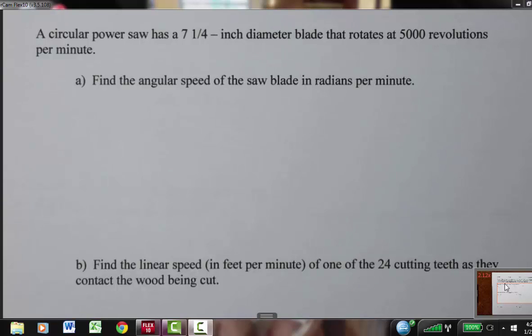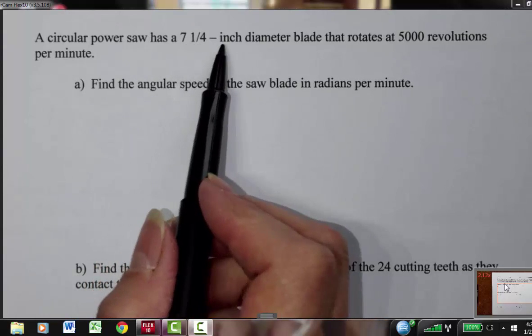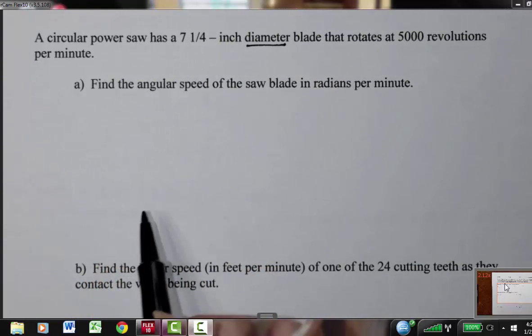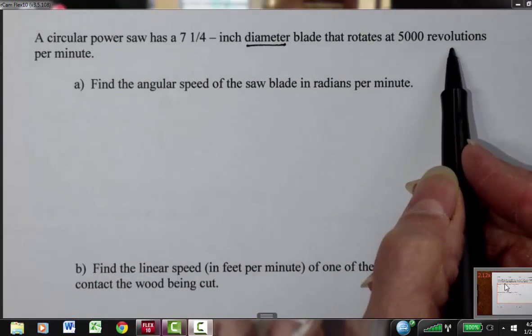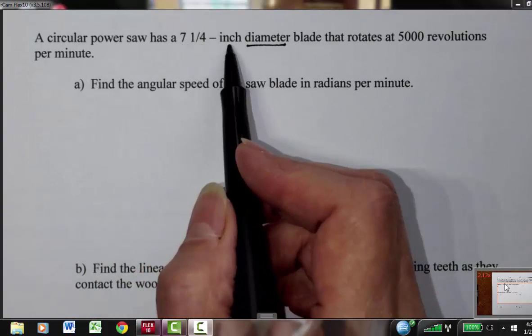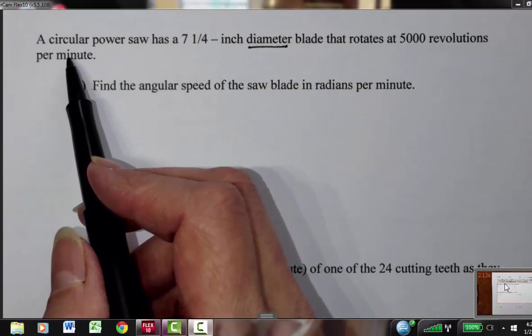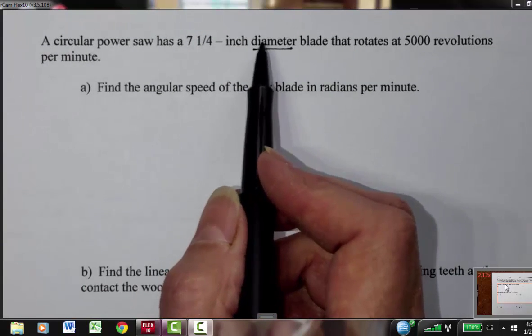This is a circular motion problem. We have a power saw that has a 7¼ inch diameter blade that rotates at 5,000 revolutions per minute. So the first thing I notice is that it's a 7¼ inch diameter. Well, whenever we're talking about circular motion, we're always going to be looking at radius, not diameter.